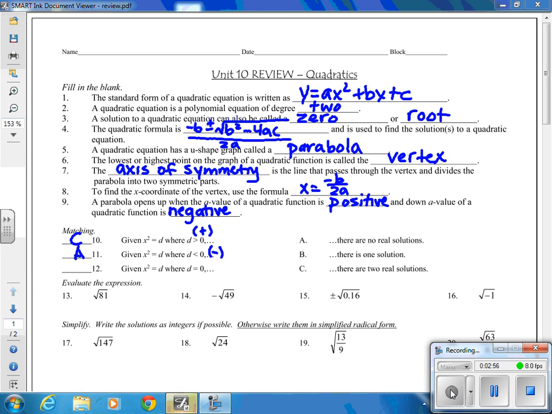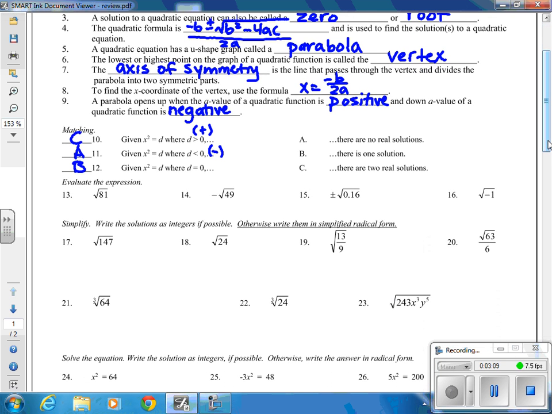And then if d is 0, when you go to square root it, then you only get one solution, and that is 0, right? So you do have to tell me and be able to show me how many answers something will have based on when you square root those problems. Right, for 13 through 16, you are simply evaluating. Remember that whatever signs are outside the radical sign must appear in your final answer.